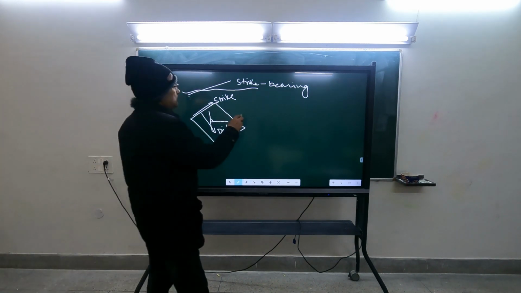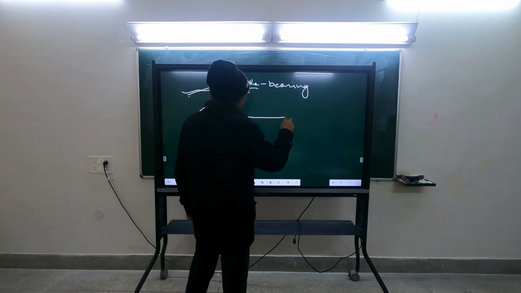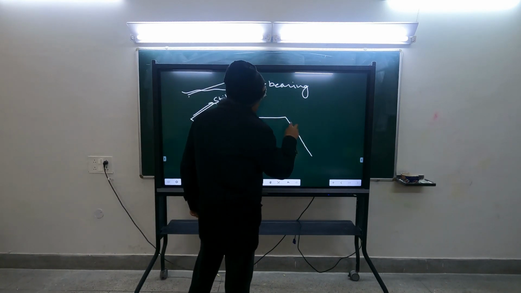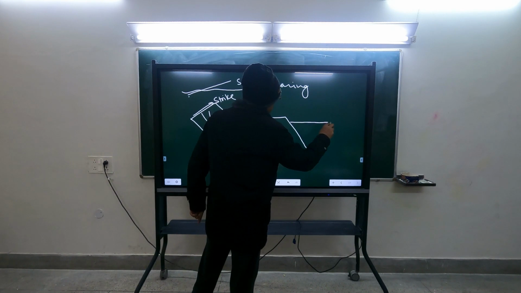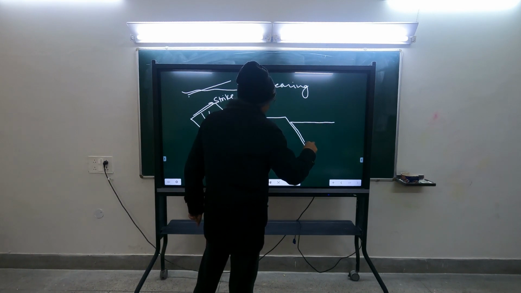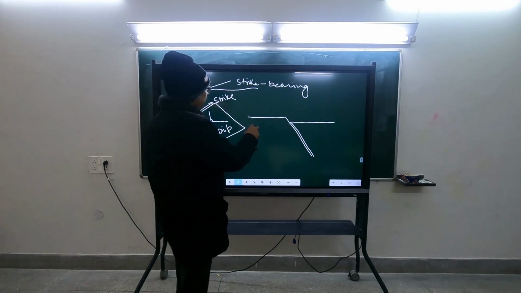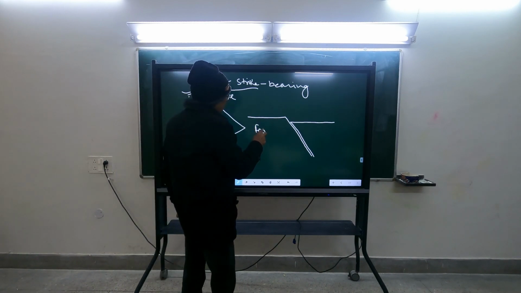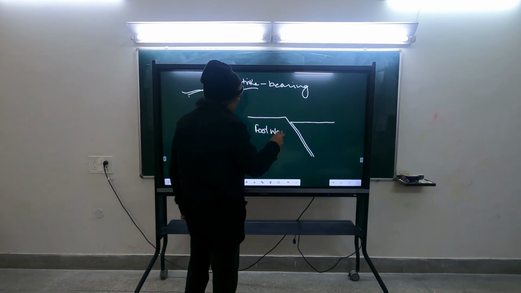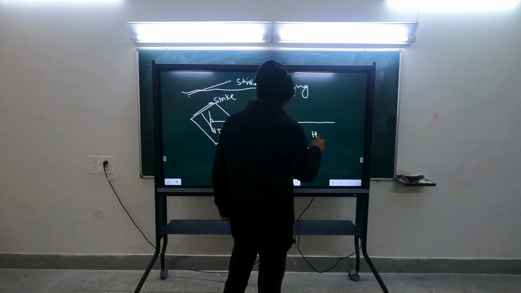So on a fault here, I am drawing the two blocks of the rock, earth crust, which are separated by this fault. This we call foot wall, and this we call hanging wall.